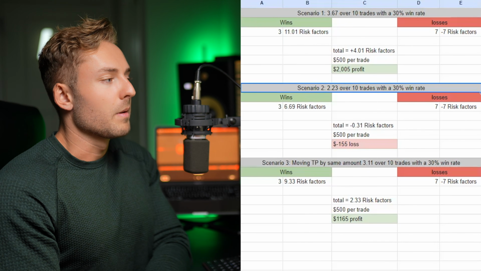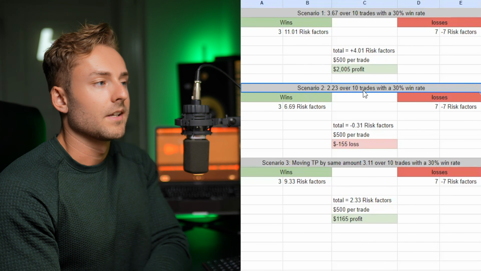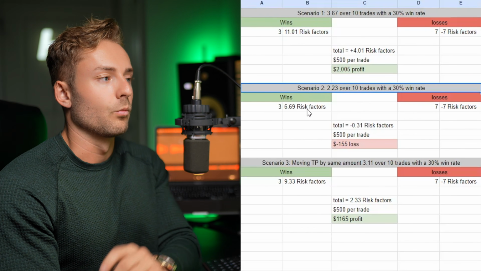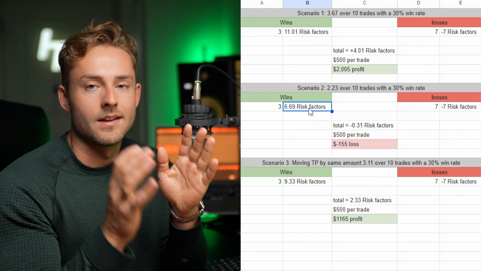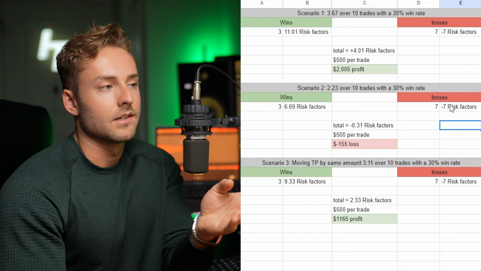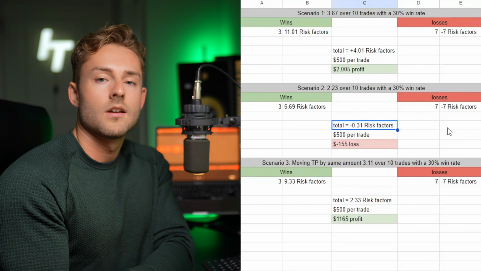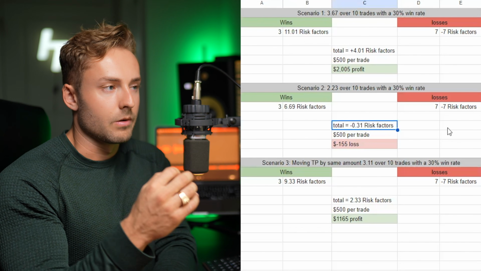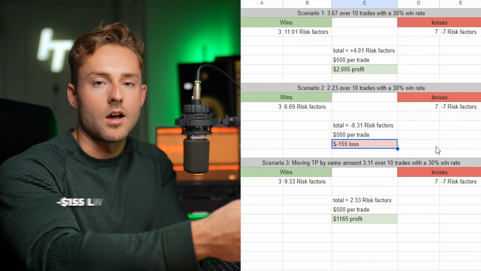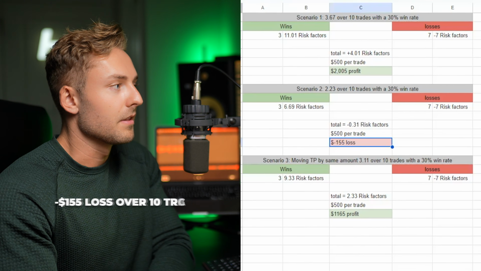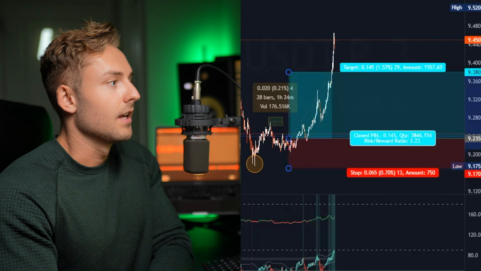So let's take scenario 2 where we move our entry just by a hair. Okay, still taking 10 trades with a 30% win rate. Over 3 trades, that's going to give us only 6.69 positive risk factors. We're still gonna have the negative 7 risk factors, which is going to leave us with a total of negative 0.31 risk factors. Risking $500, we're actually going to now be down $155. So you might be thinking it's just the difference of this and that, not that much. But amplified over a large sample size, being very precise about this entry is really, really important.